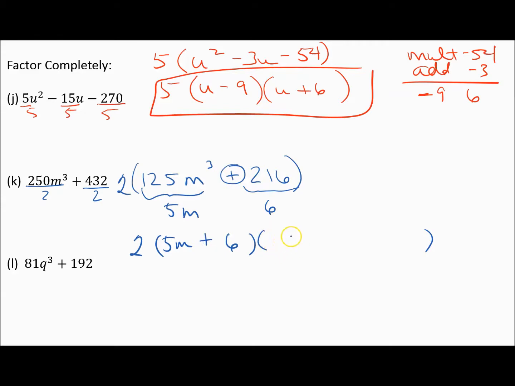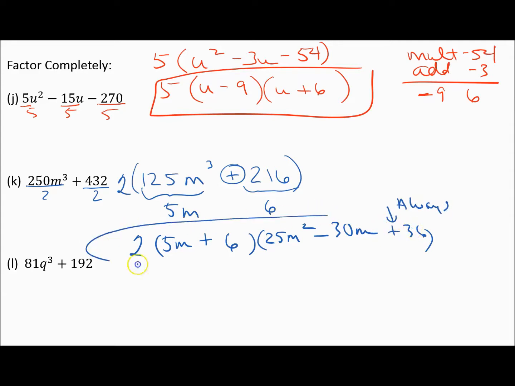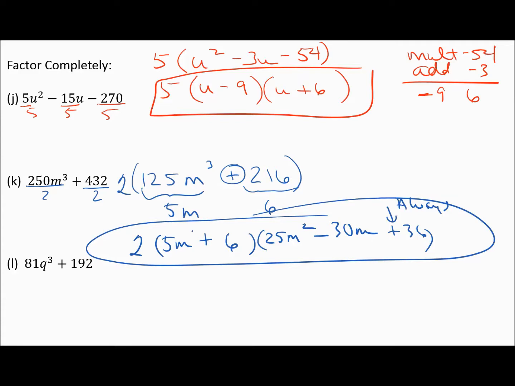Now, your first term in your trinomial, the long set of parentheses, is you must square the 5m, the number and the variable. So that's 25m squared. The next thing you do is change the sign. If it's plus, you make it minus. Then you multiply these two guys together. 5m times 6 is 30m. Then you square the last term. 6 squared is 36. This is always plus. No matter what the signs are anywhere else, this is always plus on the last term. And that's what we call completely factored.